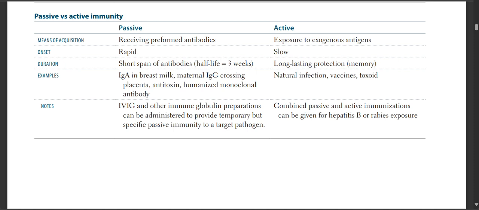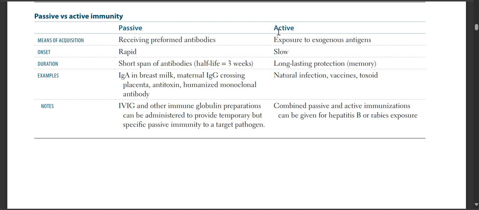Now, speed is also an issue. If someone wants a much more rapid cure, you give them passive immunization because it's the direct cure, but it will last for a very short time.